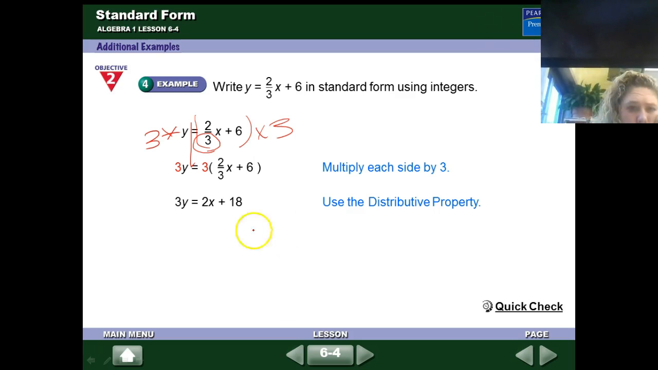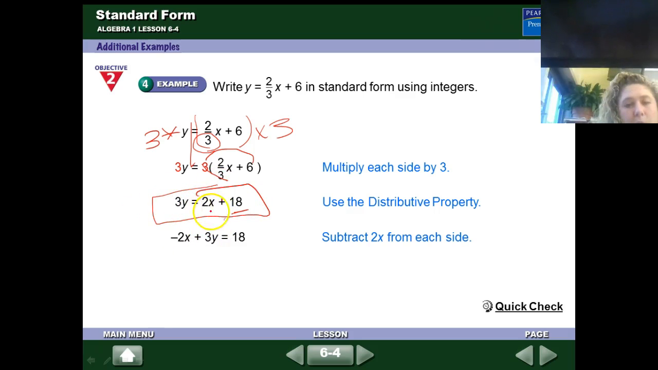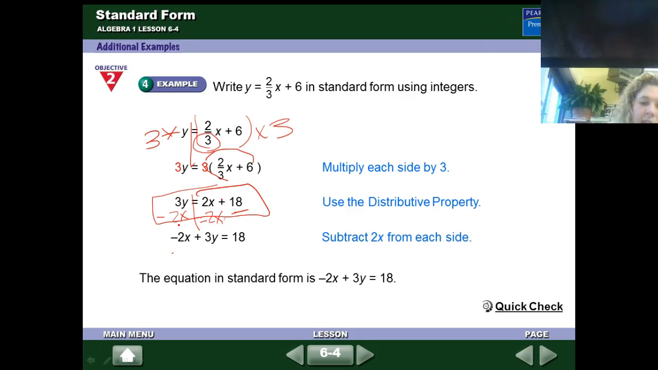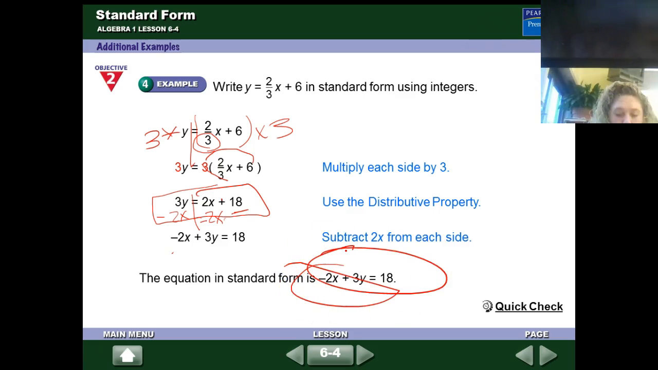3y equals 2x, and they got the 2x because these 3's are going to cancel. And then when I times 3 by 6, I get 18. Taking this form here, I know I need to get ax plus by equals my c constant. So I'm going to subtract 2x from both sides. And they get negative 2x plus 3y equals 18. So then you need to write it in standard form. This is standard form. Go ahead and begin working on your practice problems at this time.